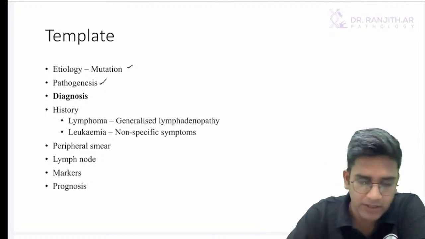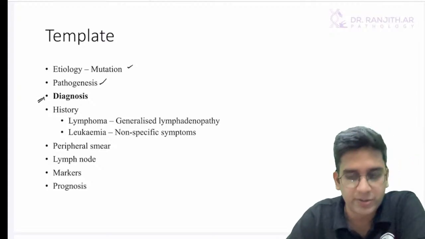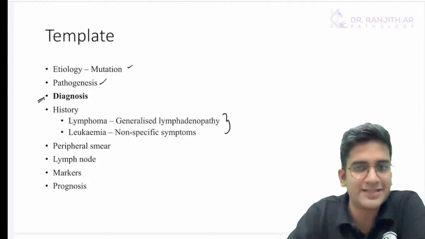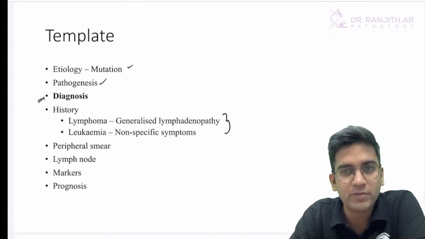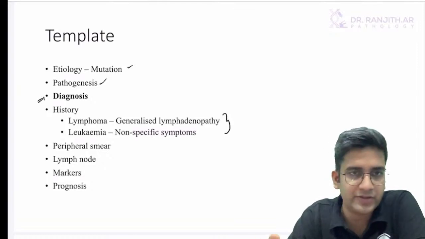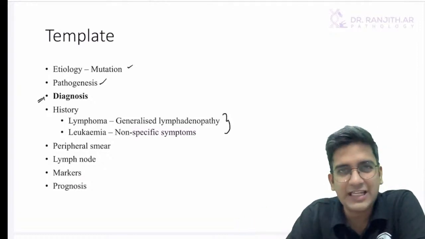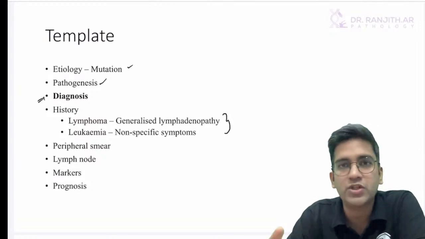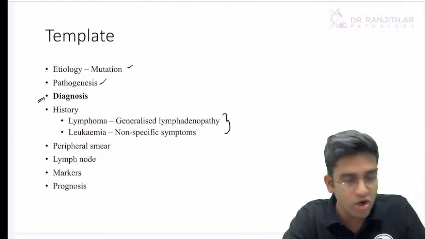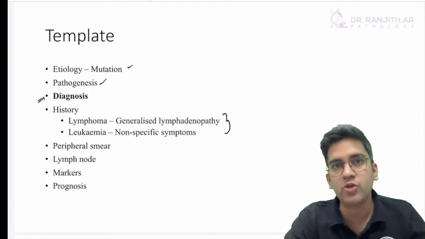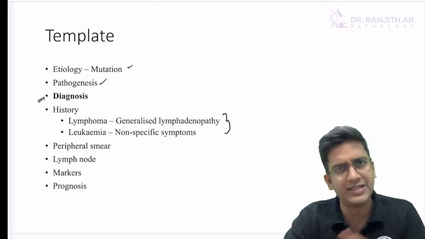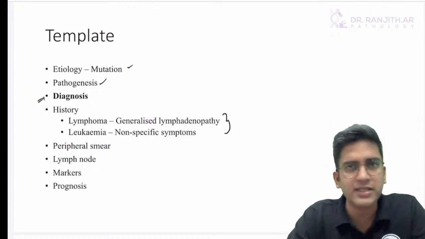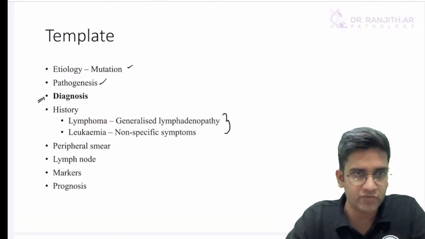Then diagnosis starts with history. This will be a common symptom, common history for any lymphoma, any leukemia, right? Whenever there's any lymphoma, by default, one of the classical symptoms is generalized lymphadenopathy, which will be non-tender, involving more than one of the lymph nodes. That's a classical finding. Or if it's not generalized, it could be just a localized lymphadenopathy also, fine.